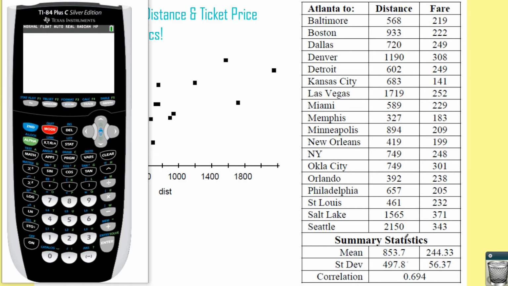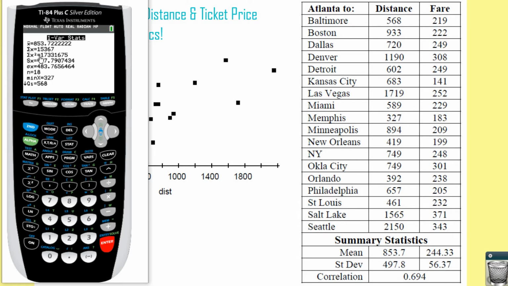To get our summary statistics, our mean and our standard deviation, we hit stat, then calc. Go to one variable stat, number 1. We want to do it on list 1, so just distance. Hit enter. We're not doing frequencies here.